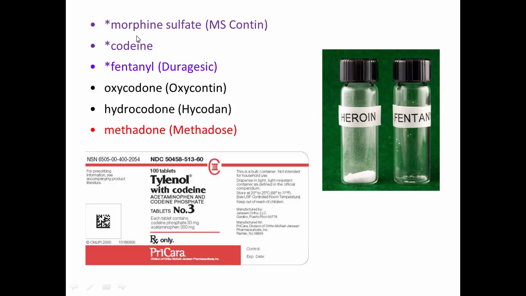Codeine is found in things like Tylenol number 3. It's found as a cough suppressant, as is hydrocodone. Methadone is used to treat recovering drug addicts. So it acts at many different opioid receptors, but it doesn't act at the ones in the limbic system, so it doesn't produce euphoria. What they use it for is to prevent the withdrawal symptoms as they reduce dependence on a particular drug like heroin.